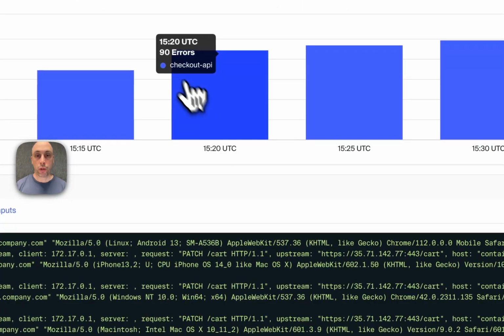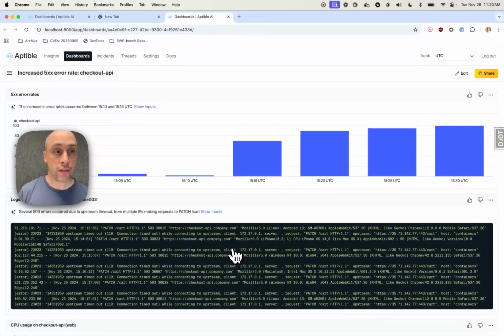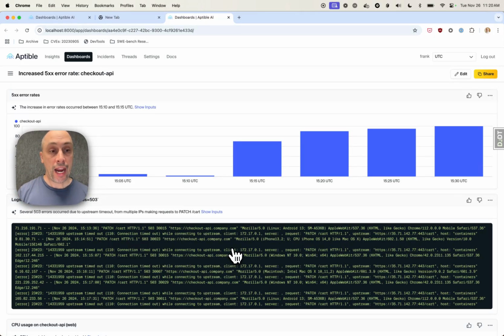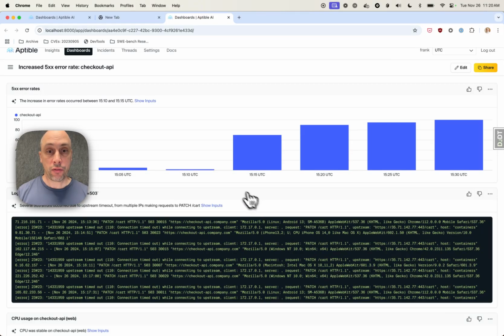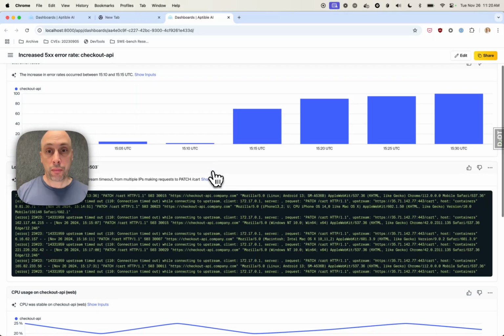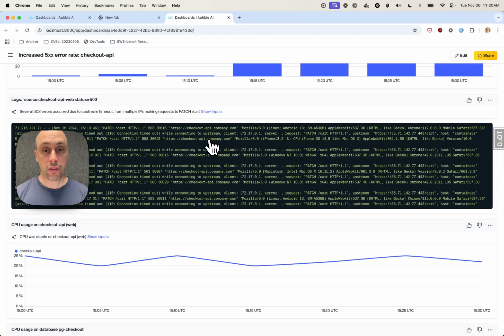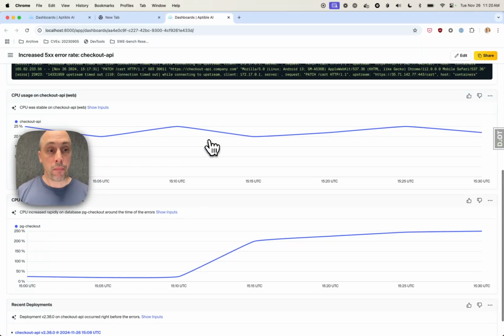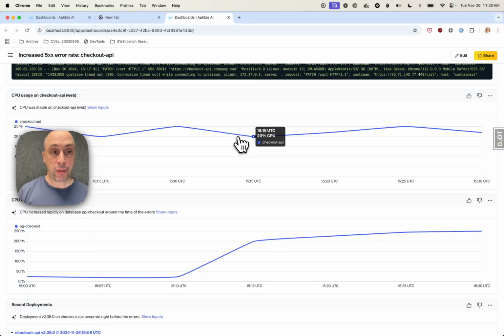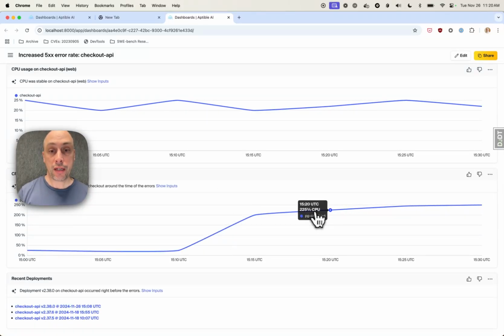And then it gives me a dashboard that shows all of these logs, metrics, and recent change information in one place. So it's effectively filtering down to the most relevant information, showing me exactly when the errors occurred, the logs of those specific 500 errors, some metrics that show that CPU on the app itself was stable, even though CPU on the database sharply increased, and then a recent history of deployments that could have affected this issue. And it did this in just a matter of seconds.